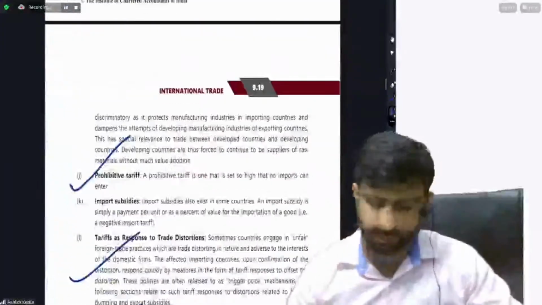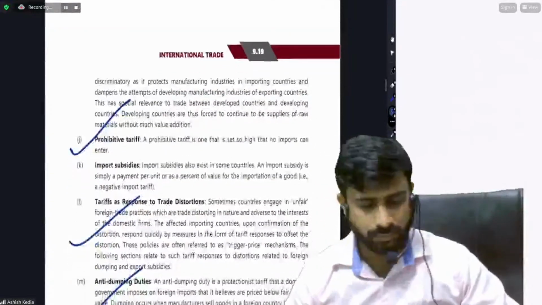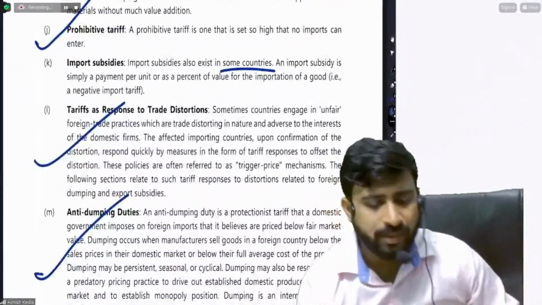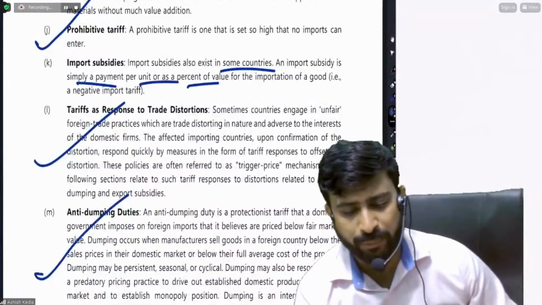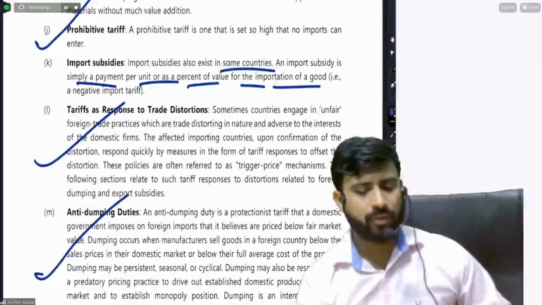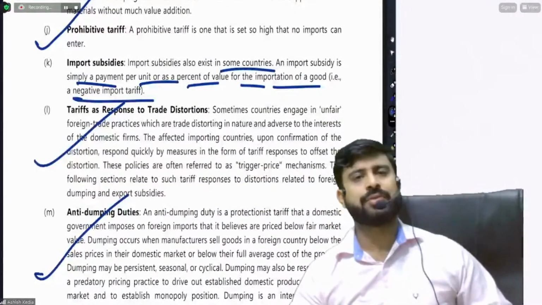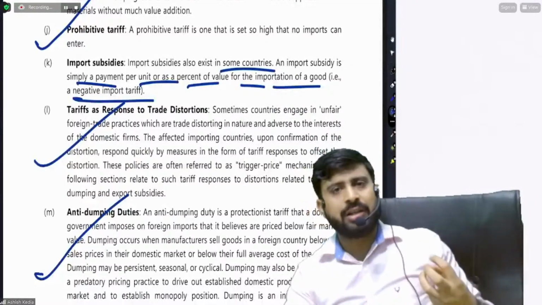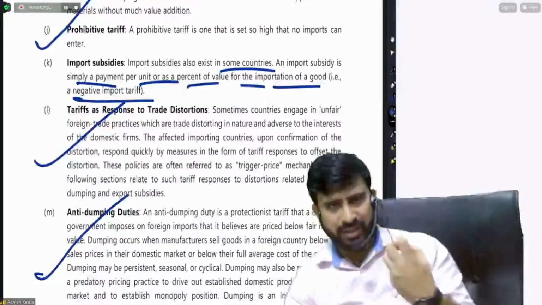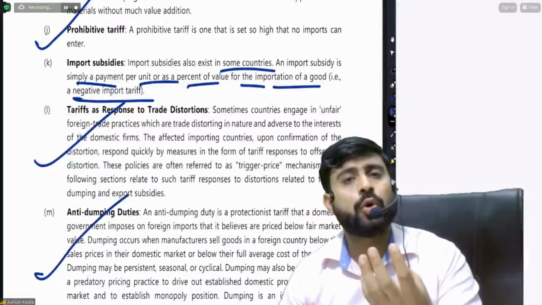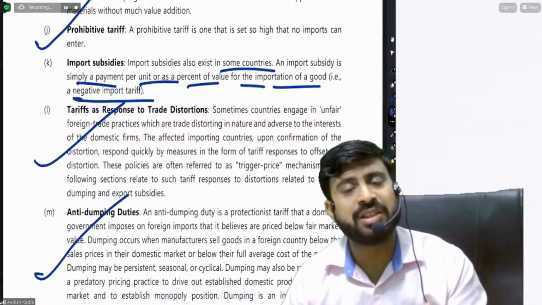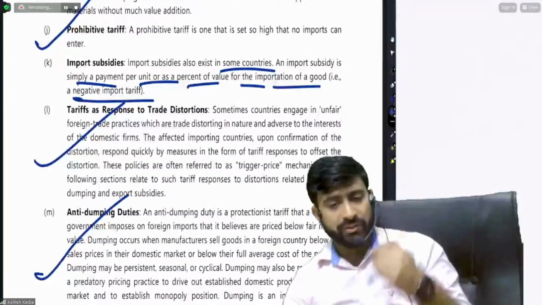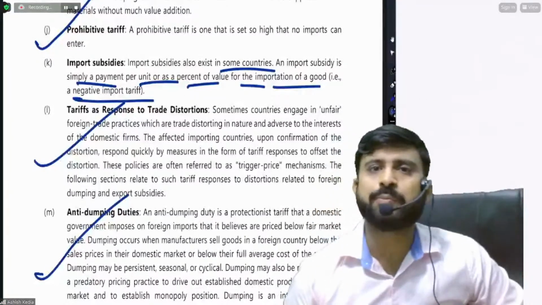Next, import subsidies also exist in some countries. An import subsidy is simply a payment per unit or as a percentage of value for the importation of goods. That is a negative import tariff. Sir, what is it? Here, instead of taking money on imports, the government gives subsidies to the importer.